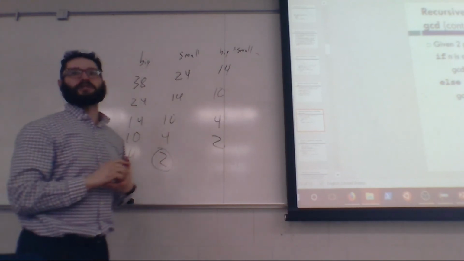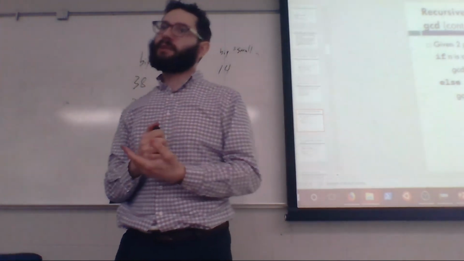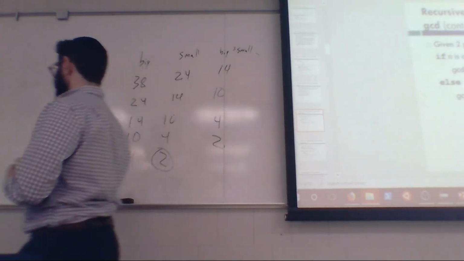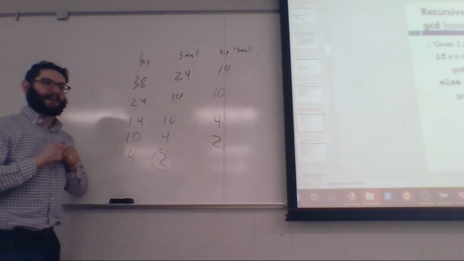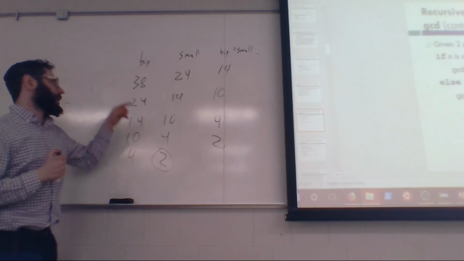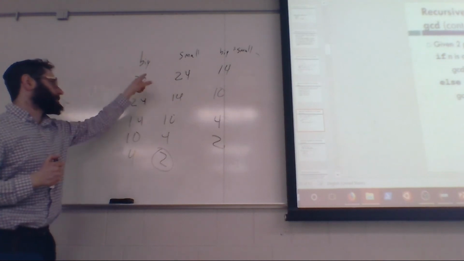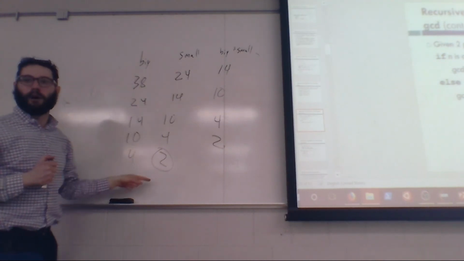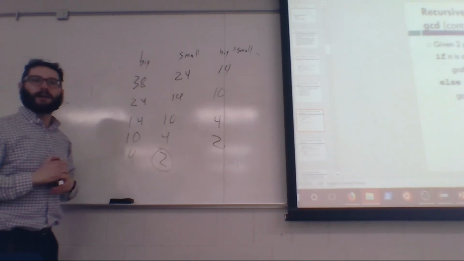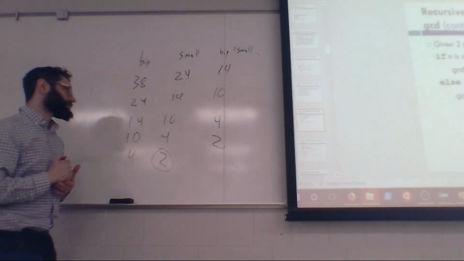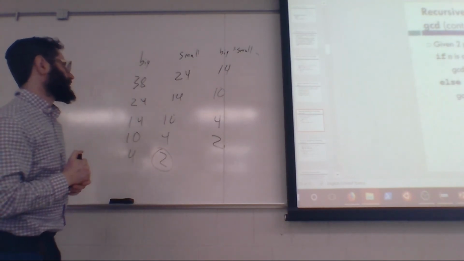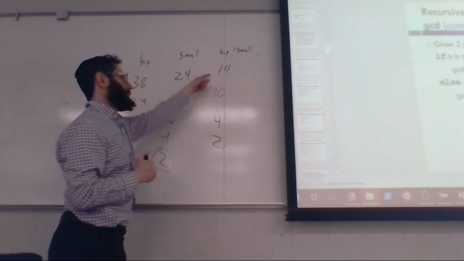So this is a recursive algorithm, even though it's a bit different than the other ones we've been doing. It's recursive because we're doing the same process over and over. Okay, so let's see what our base case is. The base case is that big is divisible by small. If so, return small. Otherwise, our recursive case is we call the same function with the arguments small and big mod small.